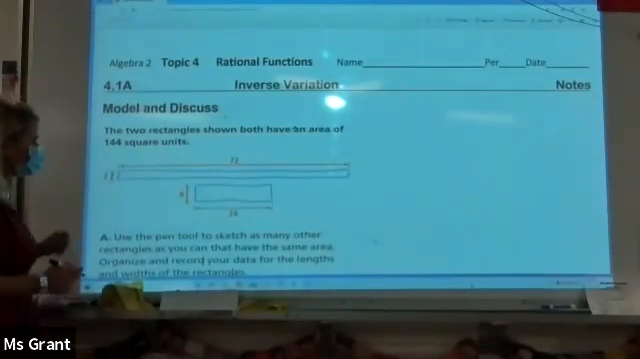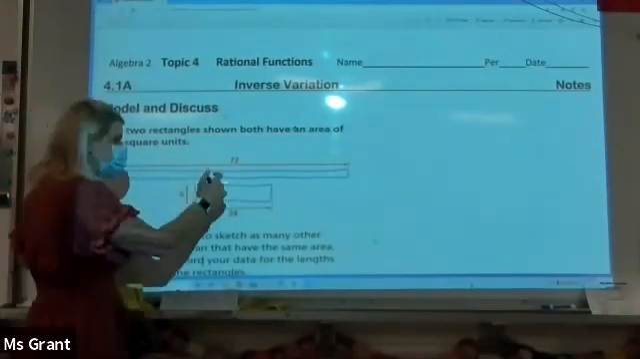The two rectangles shown both have an area of 144. 2 times 72 units squared.